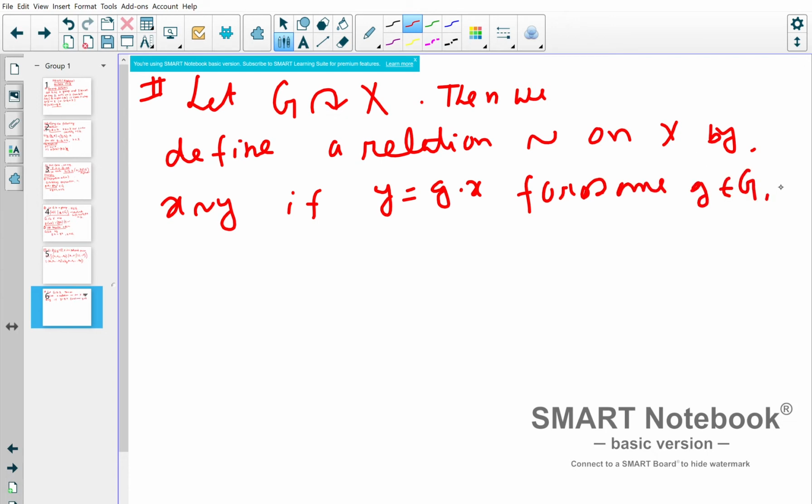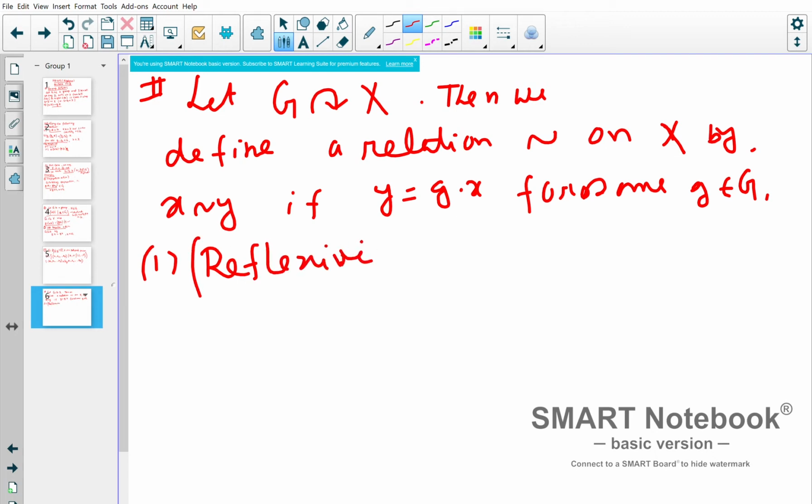So what does that mean? That means two elements of the set X are related to each other if one can be written as the image of the other under the group action. Whatever the action, this g dot can be any action. So this is one of the relations I am defining on X. Now let us check what kind of relation this is. Let me check whether this is reflexive or not.